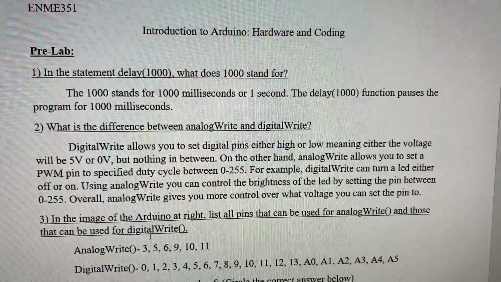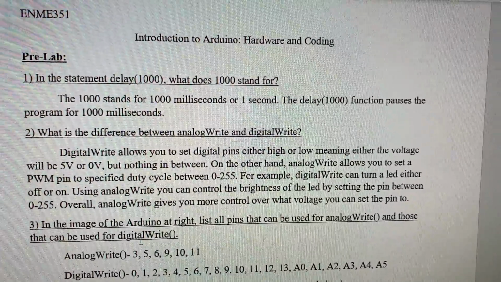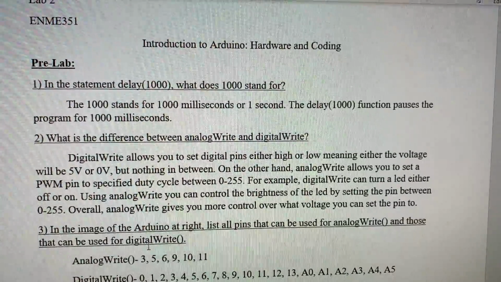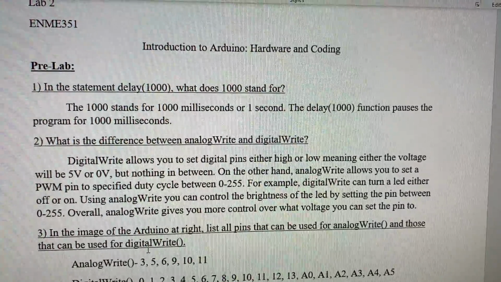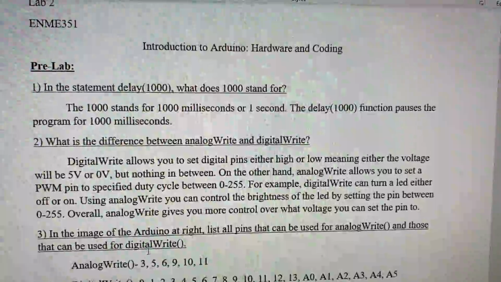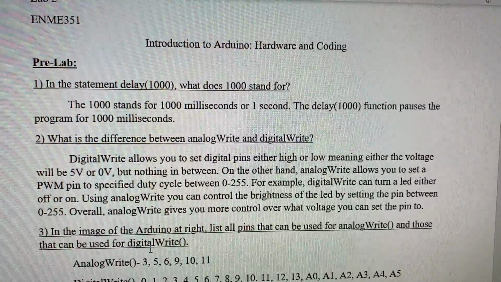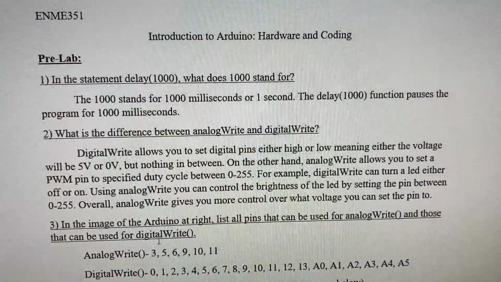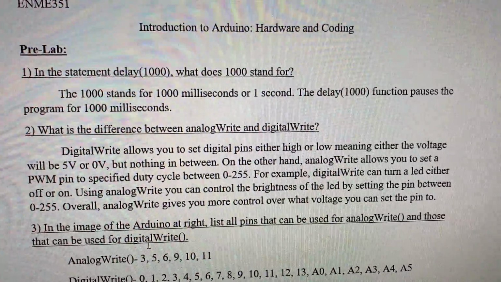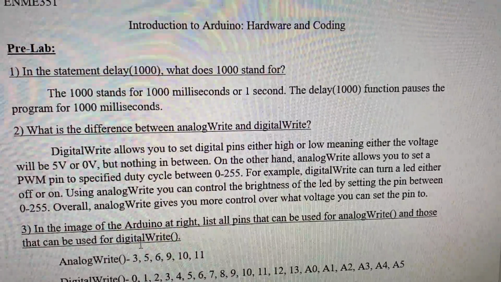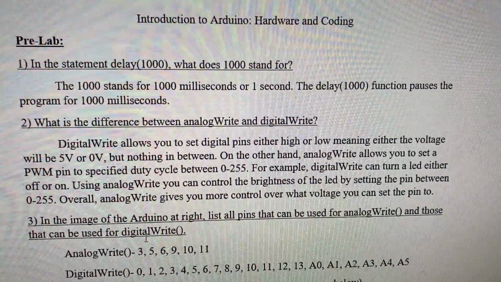This is question two. So the difference is digital write allows you to set the pins either high or low, so like 5 or 0 volts, but nothing in between. On the other hand, analog write lets you set a specified duty cycle between 0 and 255. For example, it can let you control the brightness of an LED by setting the pin between 0 and 255, but with digital write, you can only turn the LED off or on.